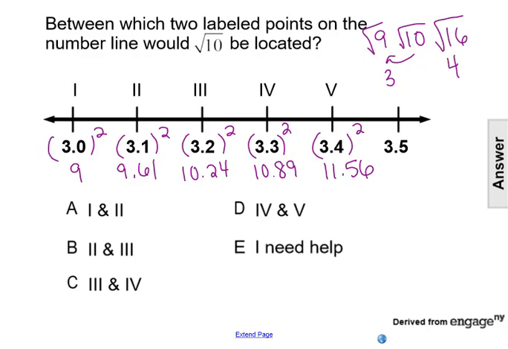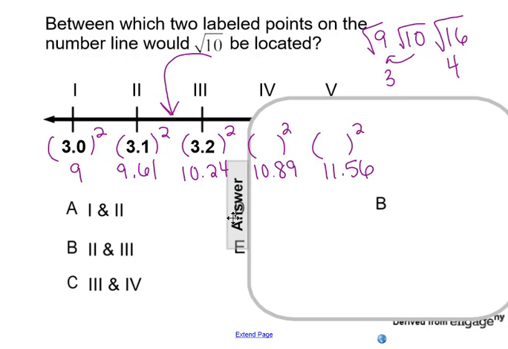So looking at these values squared, we can see that the square root of 10 is going to fall in between 9.61 and 10.24, or 10 falls between those two numbers, so the square root of 10 is going to fall in between 3.1 and 3.2, making our answer B. It's located between the points of 2 and 3 on the number line.